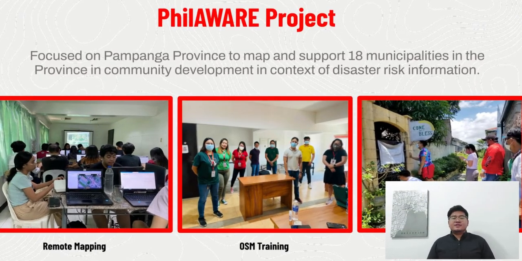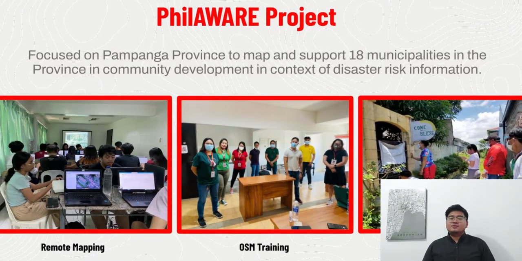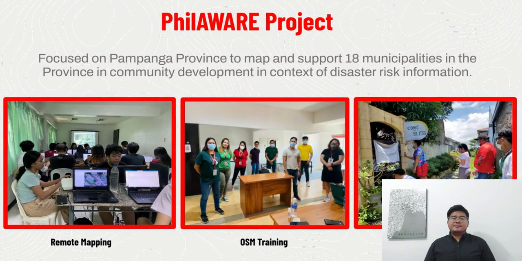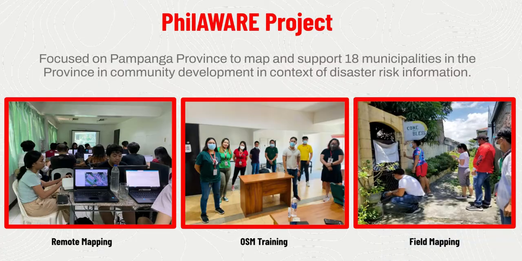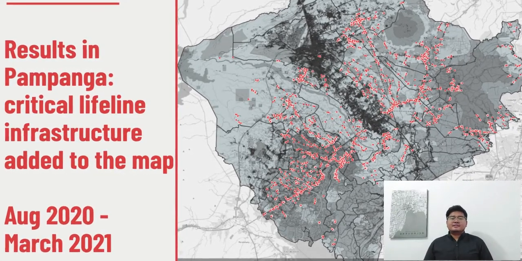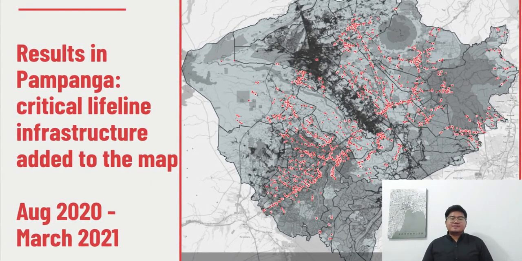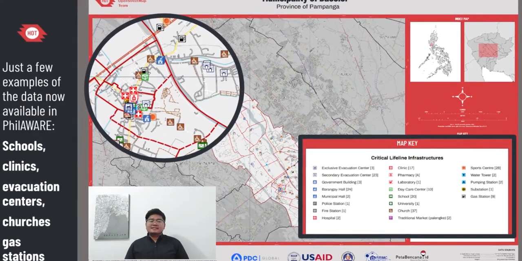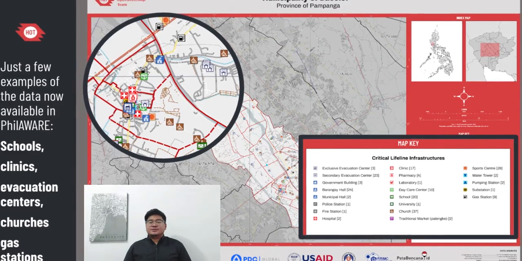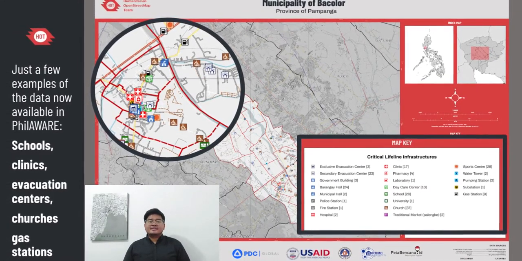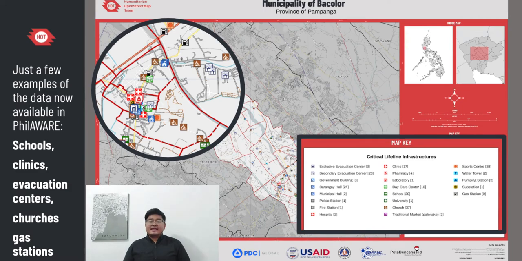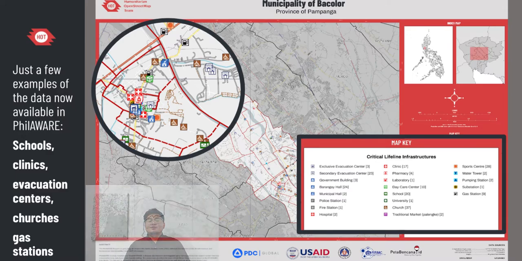Following the successful implementation of InAWARE, from 2019 up to 2021, HOT continued the project in the Philippines through the PhilAWARE project. In this project, HOT collaborated with the Office of Civil Defense, or OCD, for the National Disaster Risk Reduction and Management Council to map Quezon City and 18 municipalities in Pampanga Province. HOT collaborated with local communities and several local government units, or LGUs, throughout the process to provide comprehensive critical objects and information in their areas, and also put them on the map in an effort to increase disaster resilience in those areas.